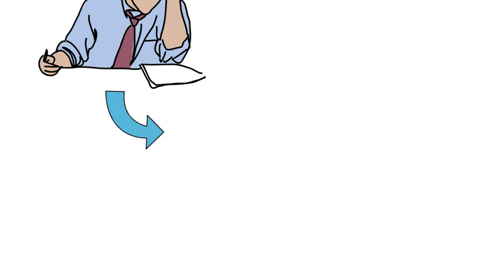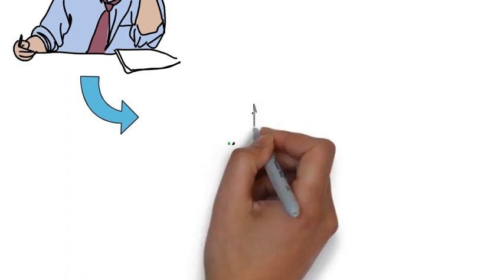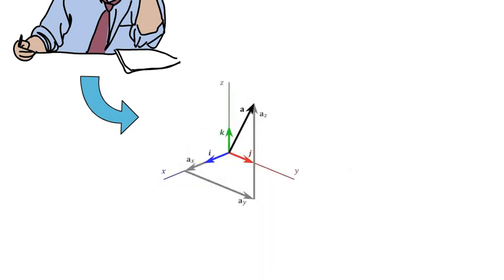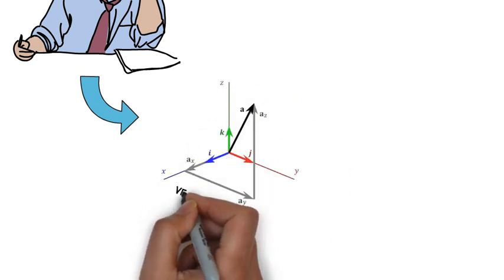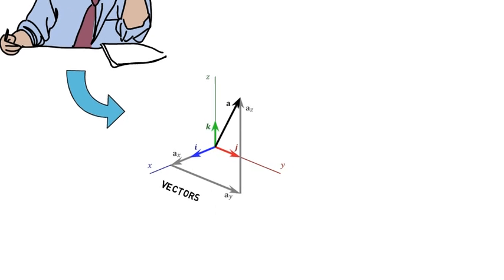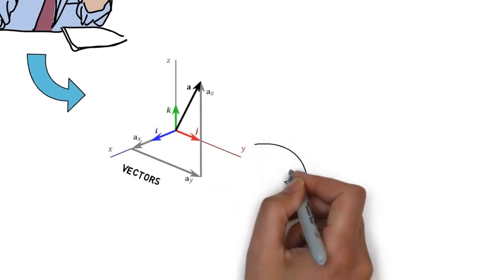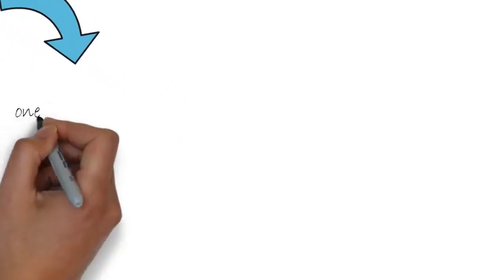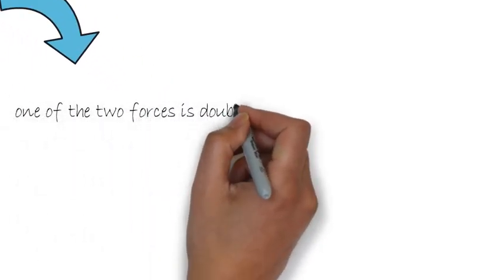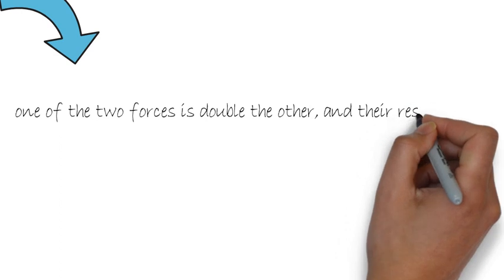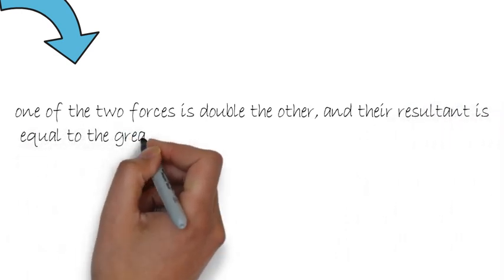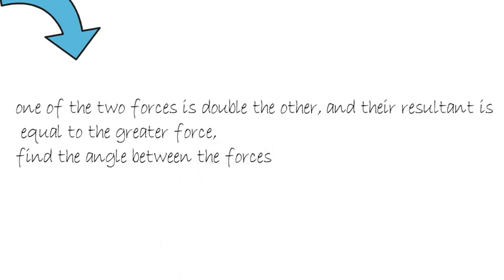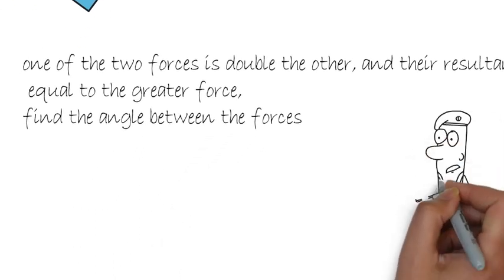So this problem belongs to the section vectors. I'll read out the problem and then explain how you are going to do it. Okay, one of the two forces is double the other and their resultant is equal to the greater force. Find the angle between the forces. So guys, this is the question that has been asked.